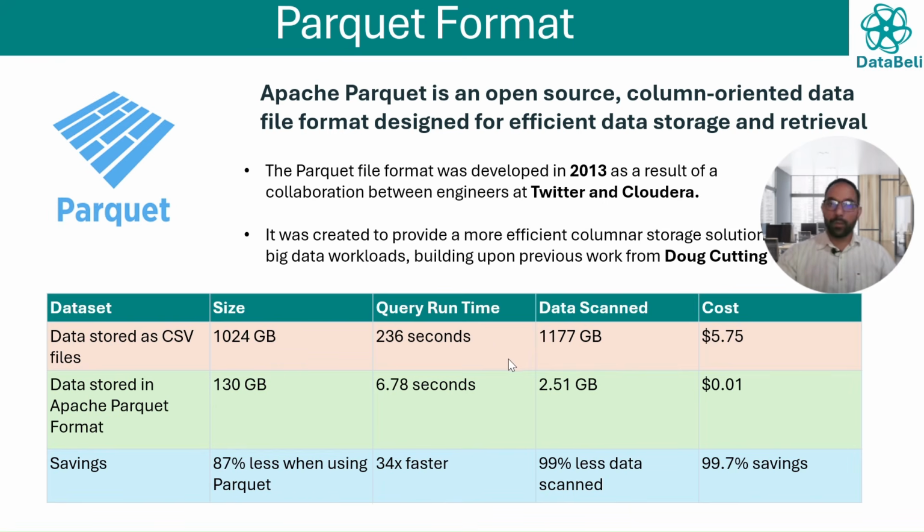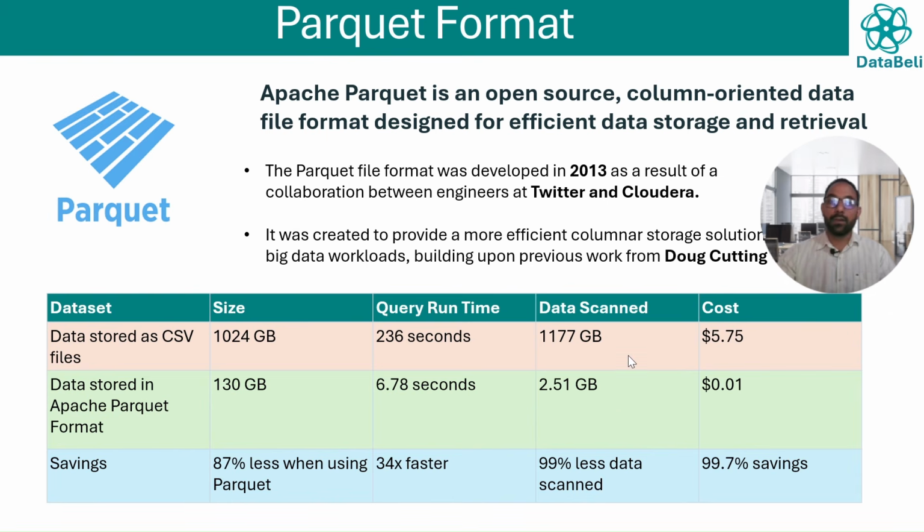And in terms of query, it is very fast. So they ran some queries, and in CSV it took 230 seconds, and in Parquet it just completed in 6 seconds. So it is roughly 34 times faster than CSV.